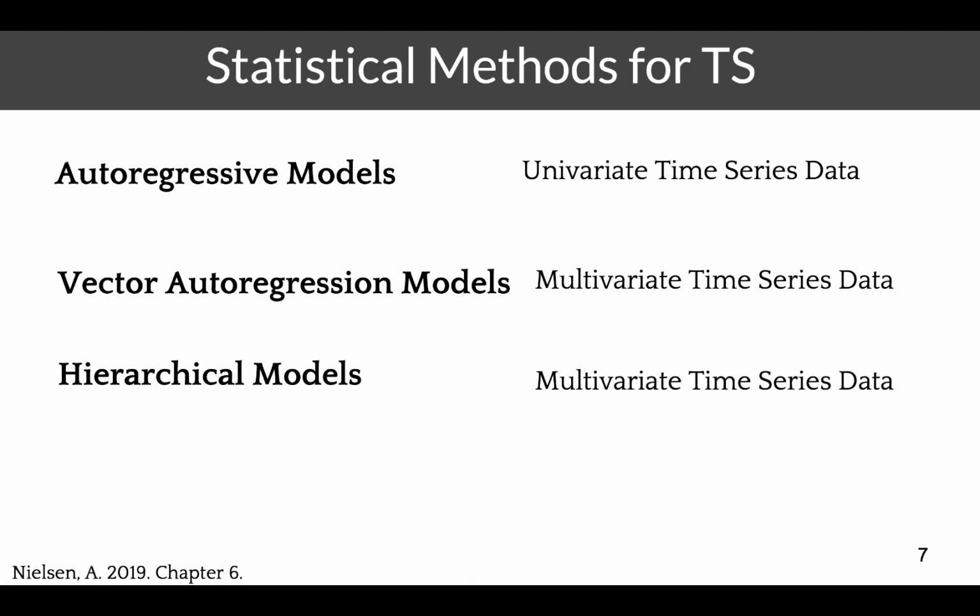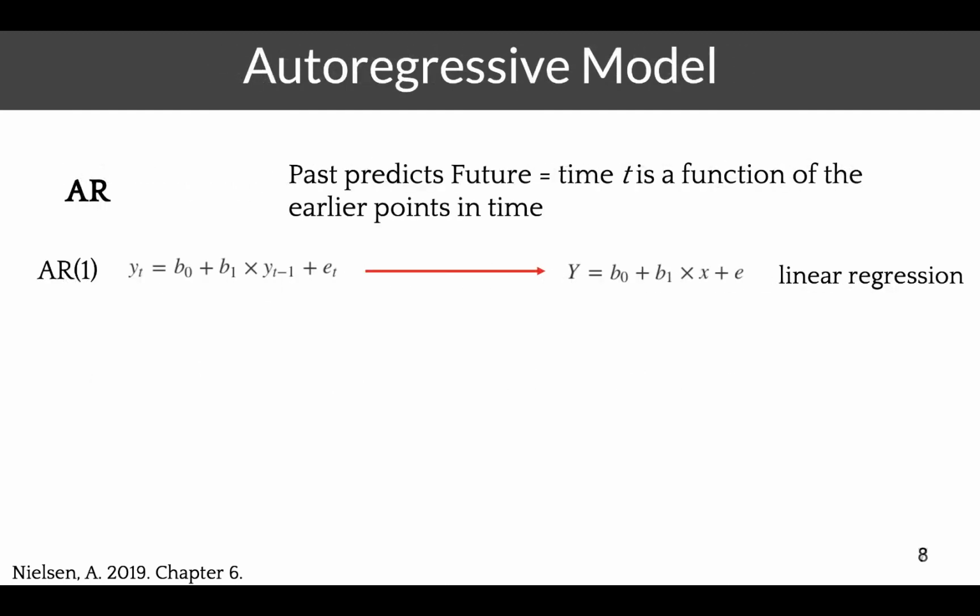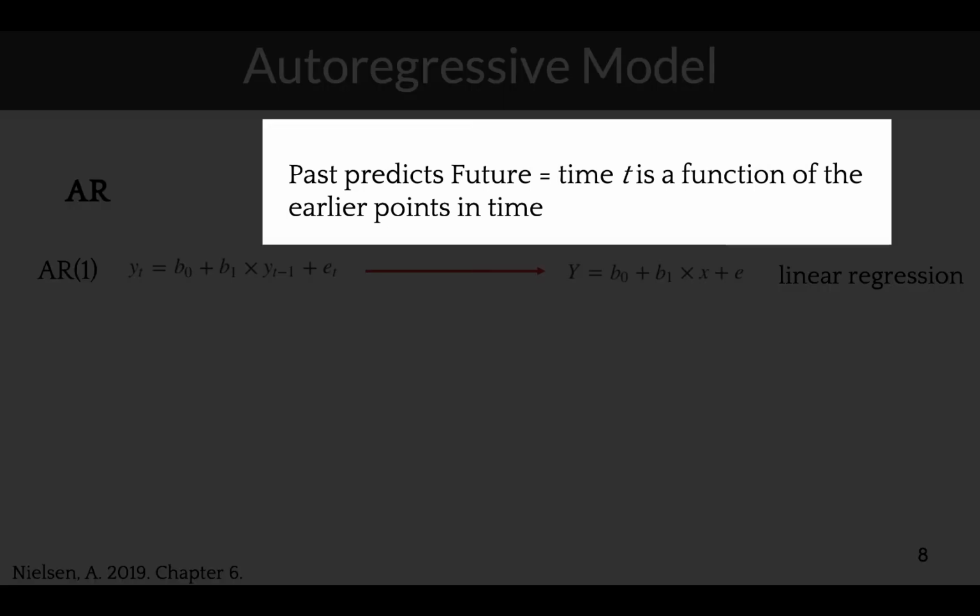For univariate time series data, we can use autoregressive models. If we're dealing with multivariate time series data, we need to think of vector autoregression models or hierarchical models, which will be covered later. The autoregressive AR model relies on our intuition that the past predicts the future, and so we have a time series process in which the value at a point in time t is a function of the series values at the earlier points of time.